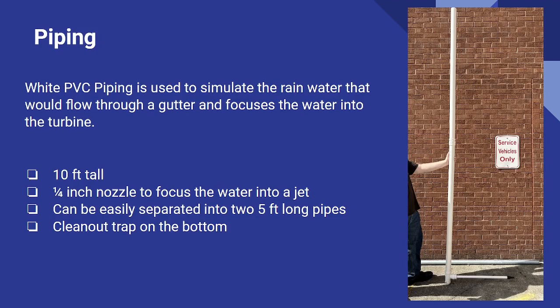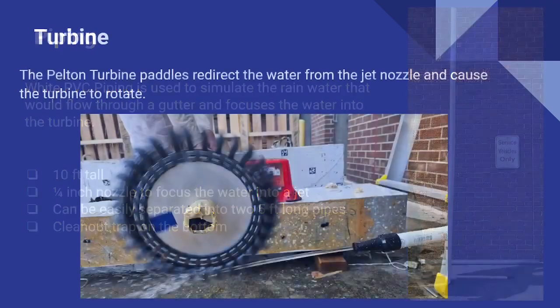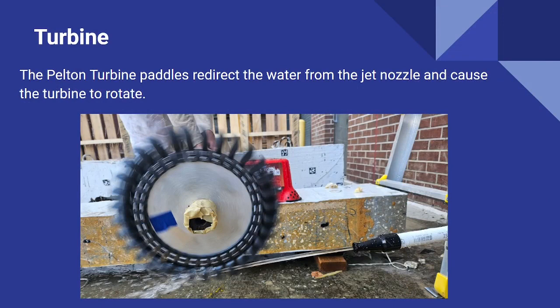White PVC piping will be used to simulate a gutter. There is a jet nozzle near the bottom that will focus the water into the hydro turbine. The Pelton turbine has multiple paddles that are used to absorb the force from the jet of water and cause the turbine to rotate.